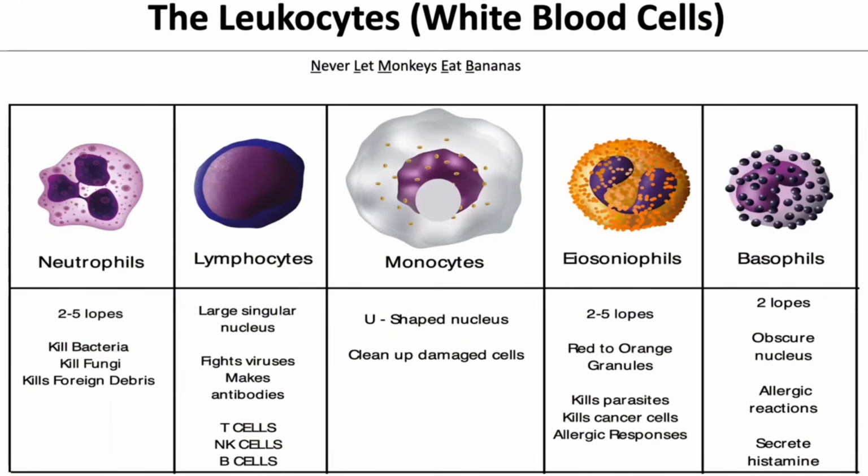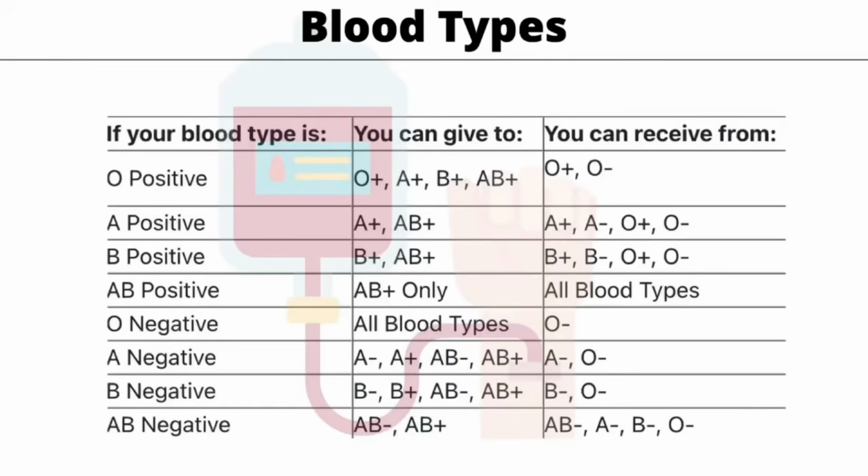Next, we have basophils. They have 2 lobes, and they're said to have an obscure nucleus. This means that it's kind of hidden under a microscope. You won't be able to see it. They are responsible for allergic reactions. They secrete histamine.